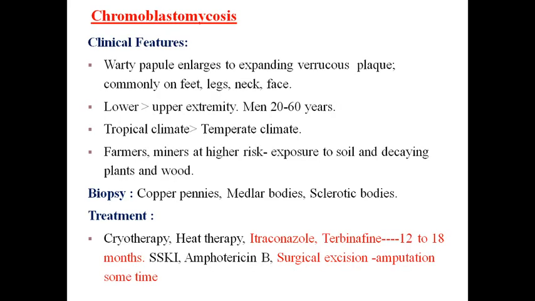When we talk about the clinical features of chromoblastomycosis, they start as a warty papule which enlarges and expands to form a large plaque which is verrucous, wart-like in appearance, and commonly it is seen over the extremities, that can be feet or legs or hands, or rarely on neck and face. Any part of the body can also be involved, but it is usually on the extremities, that too lower extremities as compared to upper extremity.